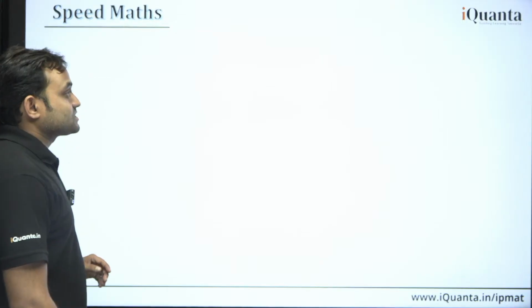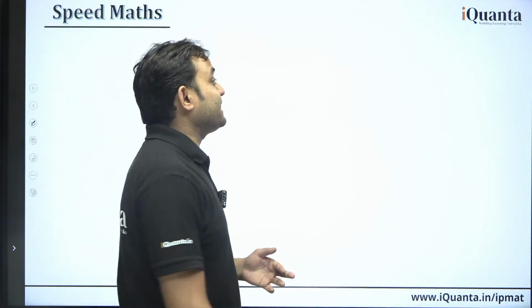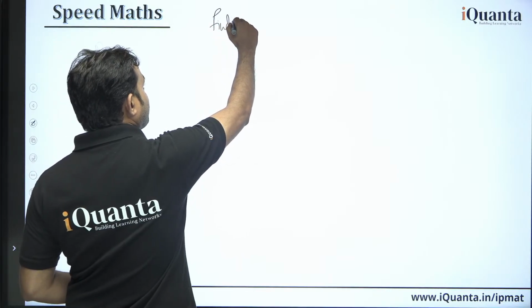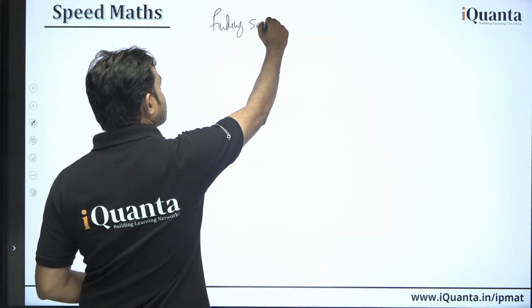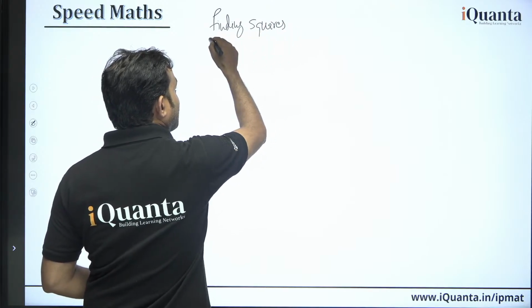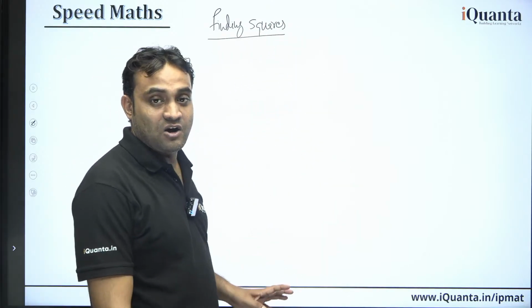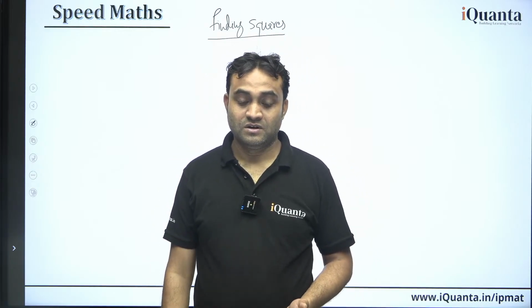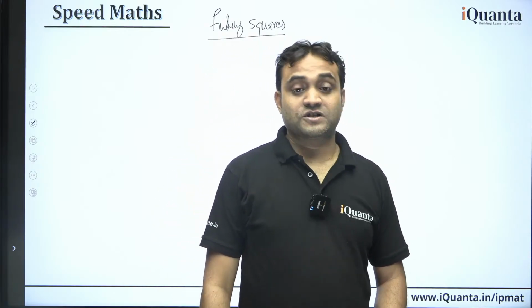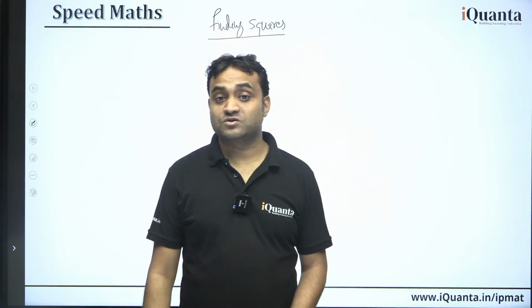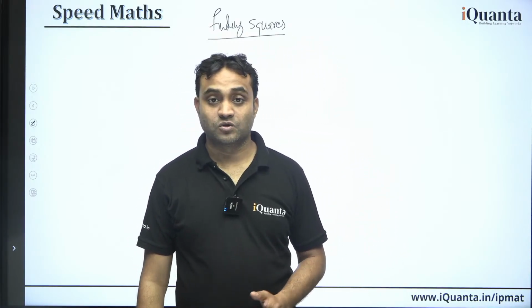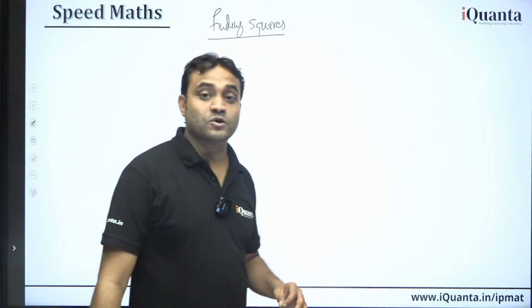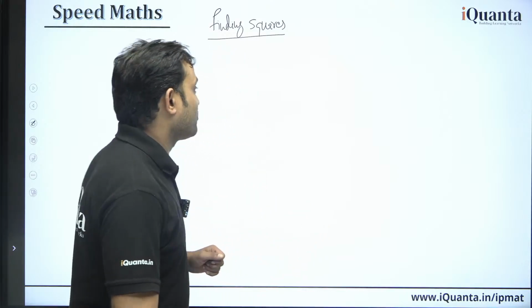Now, let's talk about finding squares. Calculating squares easily. How do we calculate squares in easiest way possible? So to find that, first we need to know all the perfect squares from 1 to 25. If you know it, that's very good. If you don't know it, let me write it down for you once.